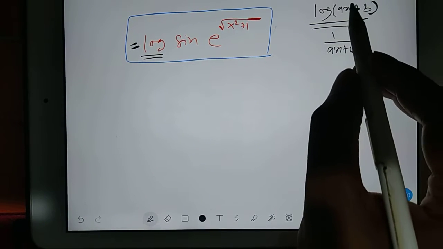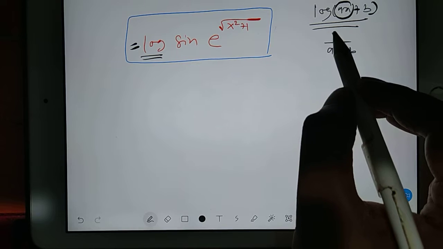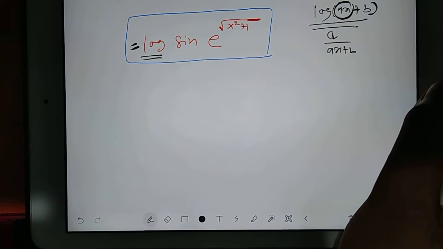You see here, this ax, the coefficient of a you can apply here, a by ax plus b, right?